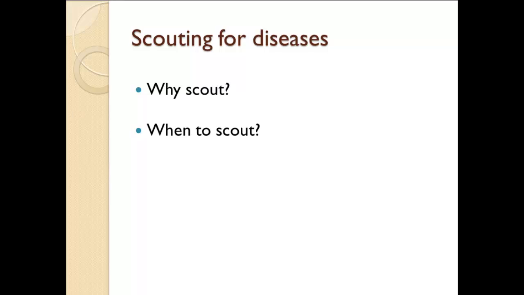And then we have other diseases, let's say powdery mildew on the cucurbit crops, cucumbers and pumpkins, or common rust on sweet corn. They're going to show up later in the season. And so we don't really need to scout for them at the beginning of the season, but we need to pay attention to them, let's say, in late July or early August. So it's important to understand what diseases are likely to occur in your area and when they are likely to occur so that you can go out and scout for them at the appropriate time.